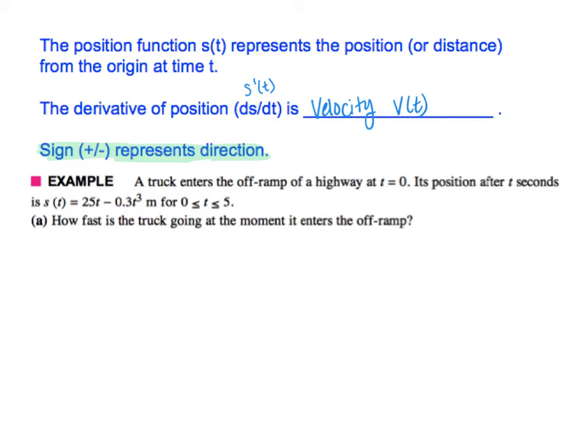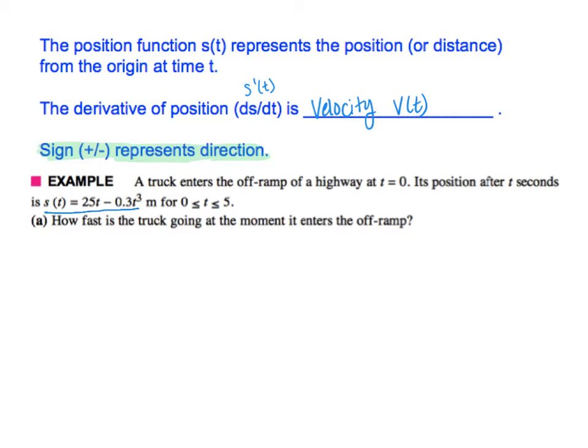So a truck enters the off-ramp of a highway at time t equals 0. Its position after t seconds is s of t equals 25t minus 0.3 t cubed meters. And this equation applies from 0 to 5 seconds. How fast is the truck going at the moment it enters the off-ramp?